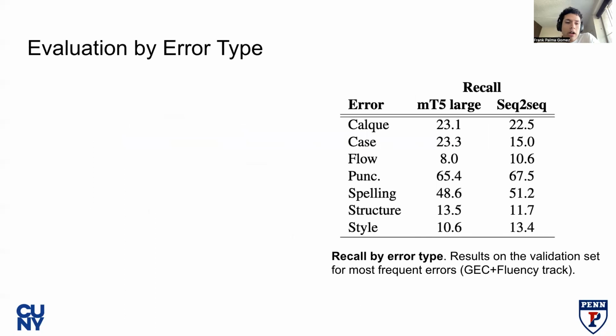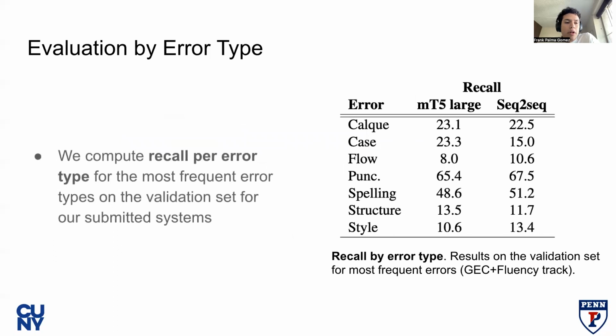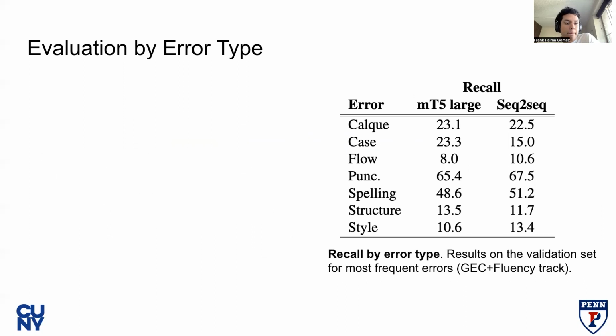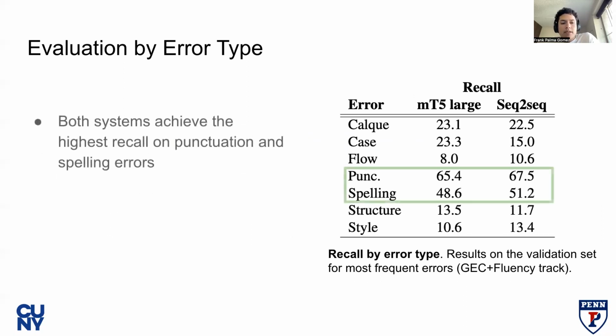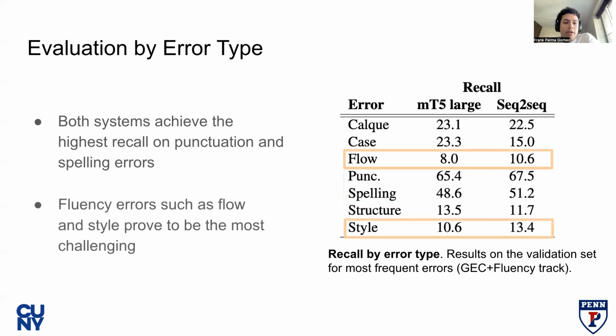We also evaluate our submitted systems by error type. We compute recall per error type for the most frequent error types on the validation set for the GEC fluency track, but we do not compute precision because it cannot be computed since we do not know the system edit types. We find that both systems achieve the highest recall on punctuation and spelling errors, while fluency errors such as flow and style prove to be the most challenging.